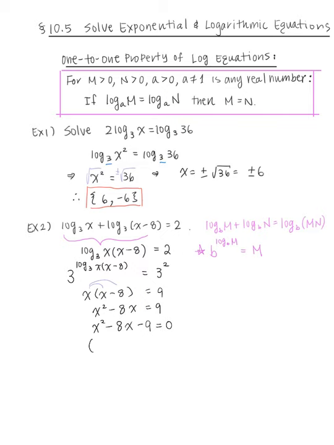Now we factor. I'm going to set the right-hand side to be 0, so I better have an x and an x here, and maybe minus 9 and plus 1. Would that work? Yep, it should work. So that implies that either x is 9 or x is negative 1.